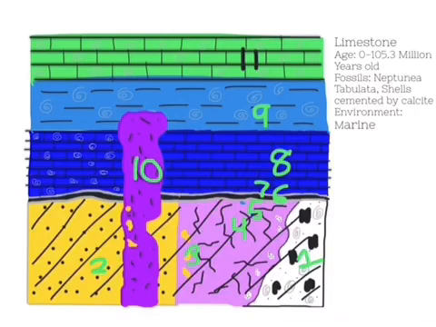What happened 11th is a layer made out of shells and shell fragments cemented by a calcite sediment was deposited, which led us to believe it was limestone. It also had a marine fossil called Neptunia tabulata. According to this fossil, it is between 0 and 105.3 million years old. Since there is a marine fossil, it had to be in a marine environment.